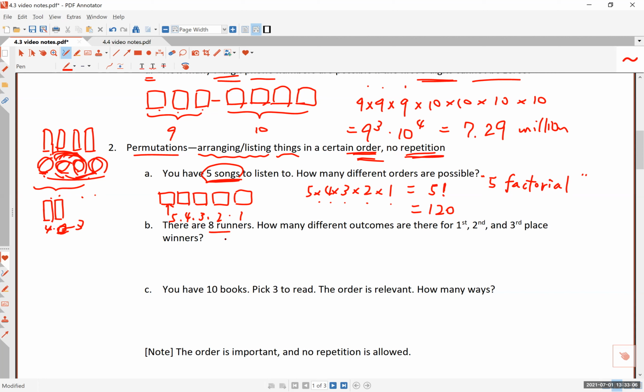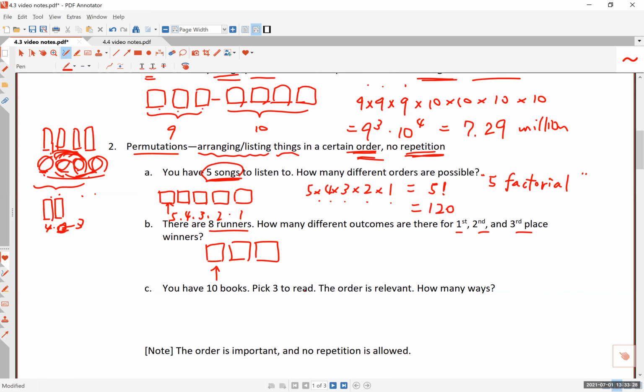What happens if you have 8 runners and you have to choose first, second, and third place winners? How many different ways can that happen? Now be careful here. I don't have to draw 8 boxes here because all I need is first place, second place, and third place, right? How many choices do I have for the first place? Well, 8. Any of the 8 runners can win first place, assuming they are competent runners.